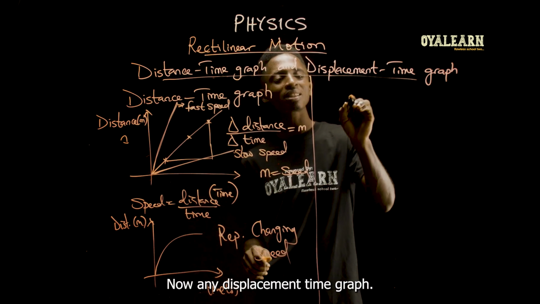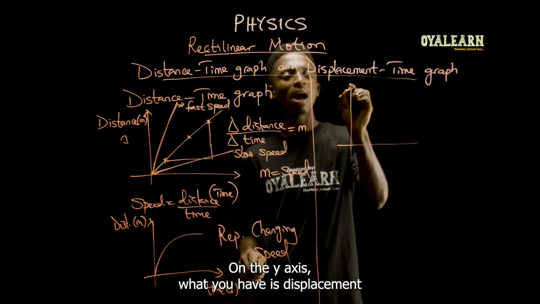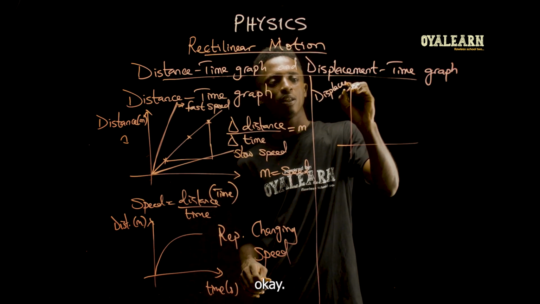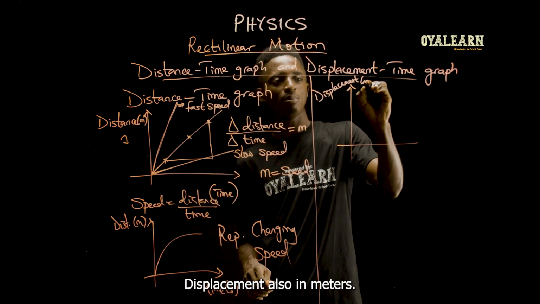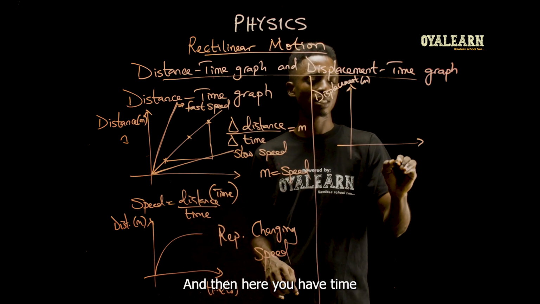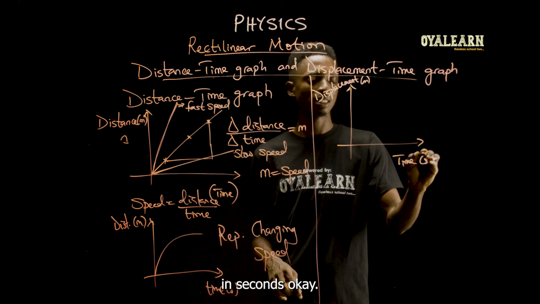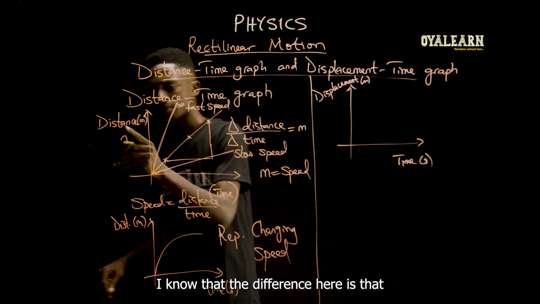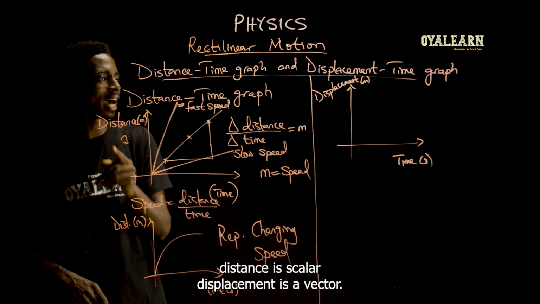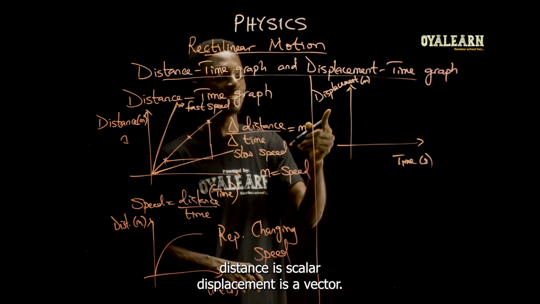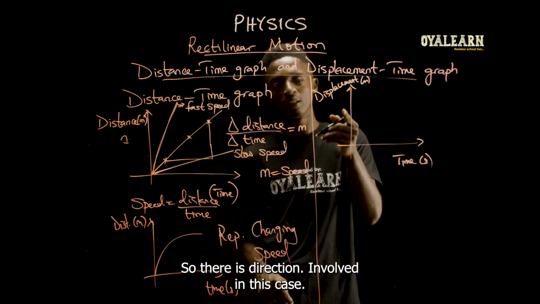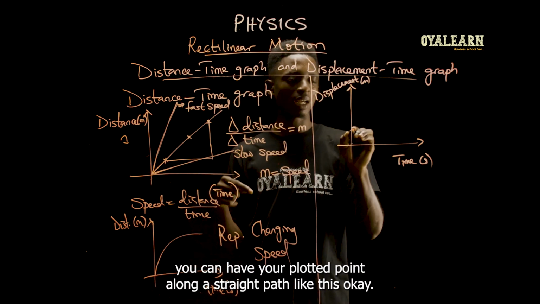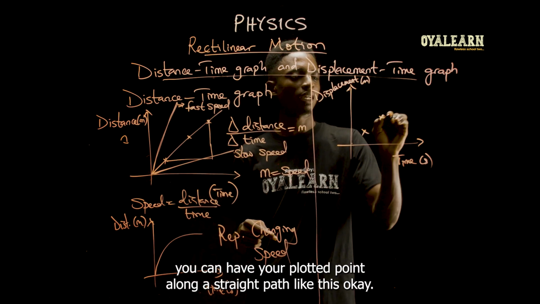Now, in the displacement time graph, on the y-axis, what you have is displacement. Okay? Displacement, also in meters. And then here you have time in seconds. Okay? And you know that the difference here is that distance is scalar, displacement is a vector. So there is direction involved in this case. And the same way, you can have your plotted points along a straight path like this.